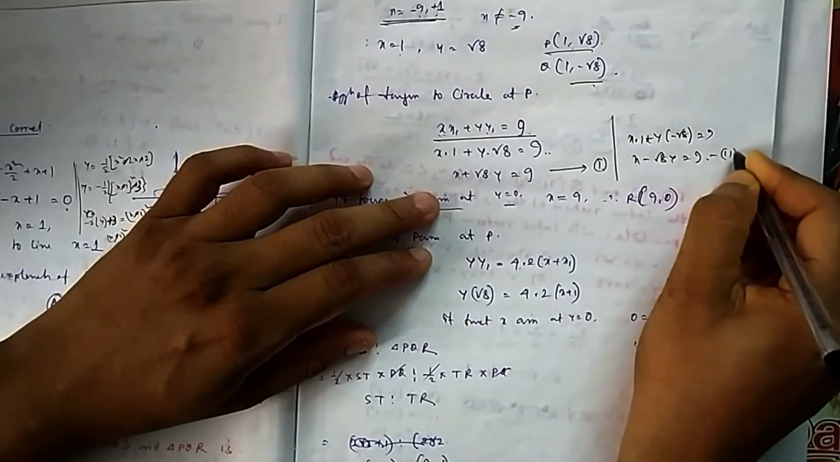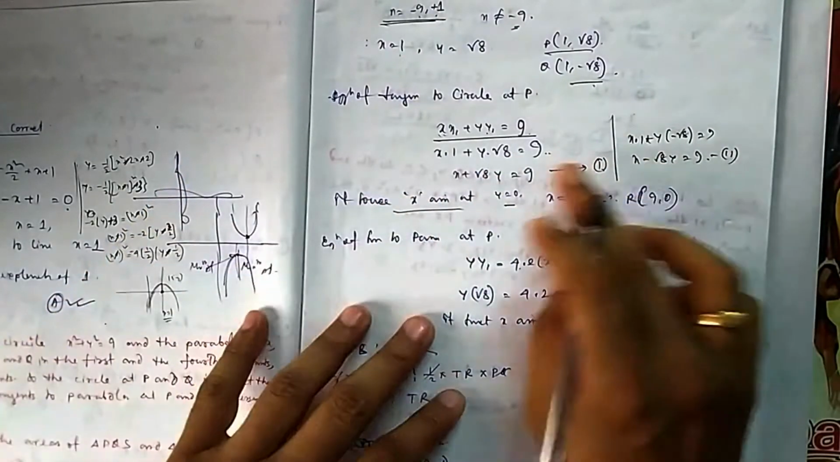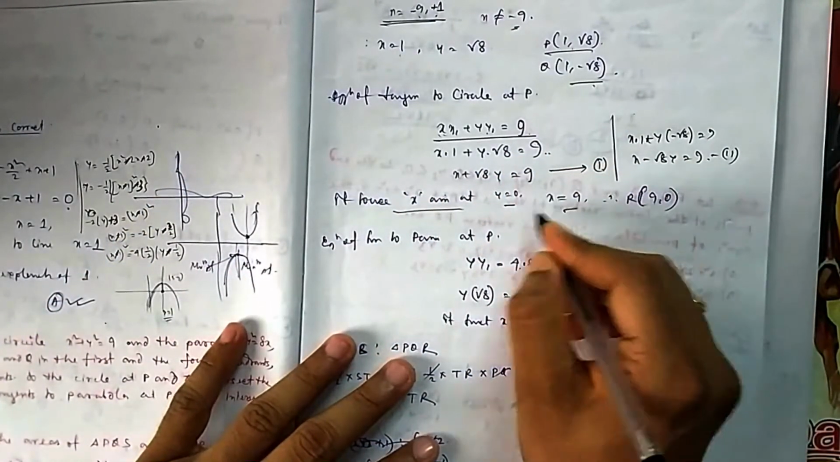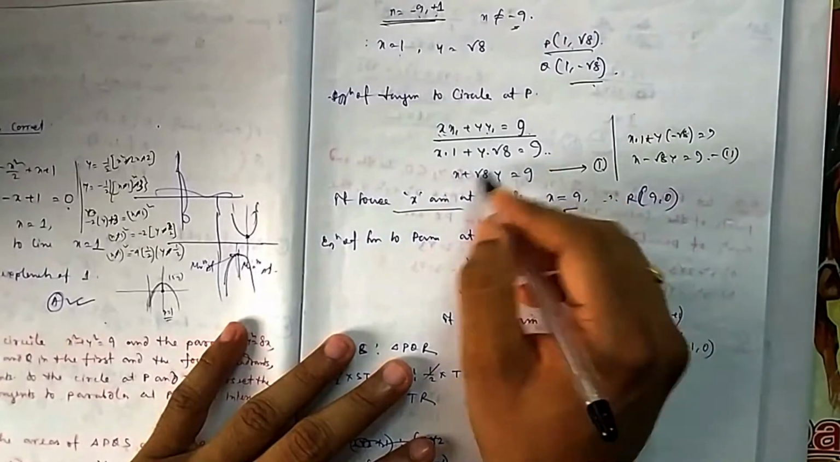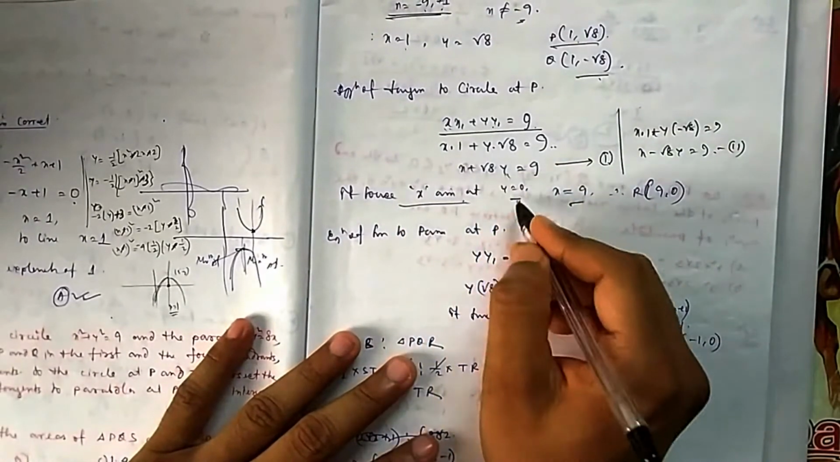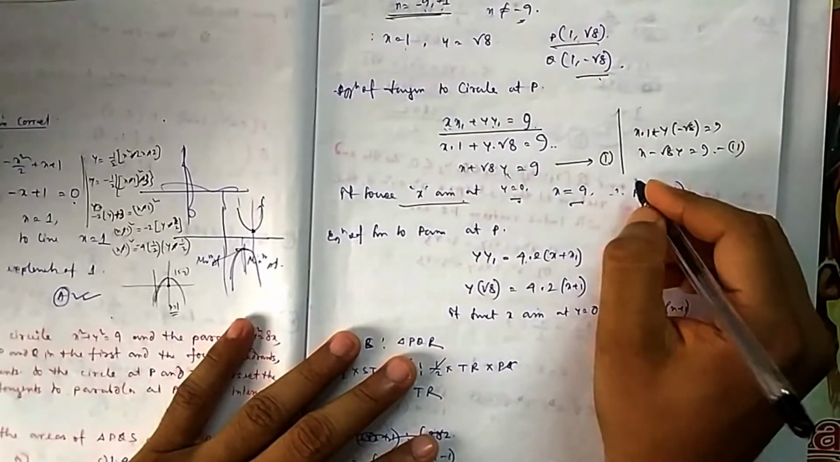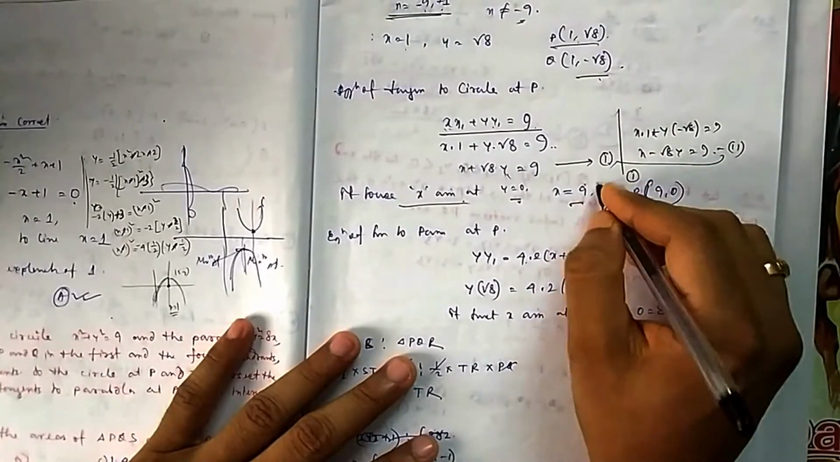So you solve this 1 and 2, then you will find x equal to 9, then y equal to 0. Or, because it is touching the x-axis, you put y equal to 0, and you also get it. Or you can solve 1 and 2, both ways you can get it.